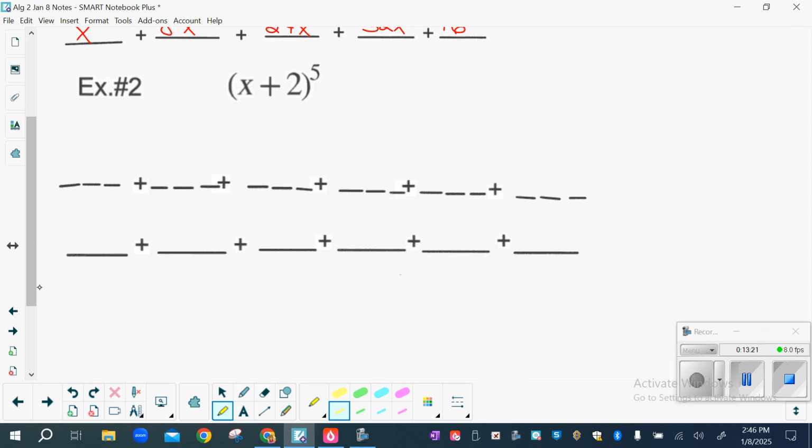Okay, x plus 2 to the 5th. Which row of Pascal's triangle do I look at? 5th row.